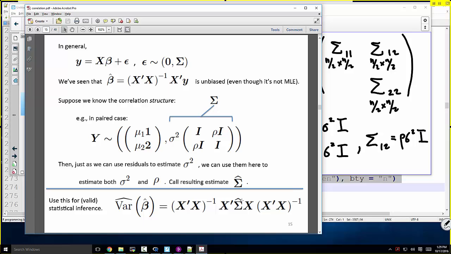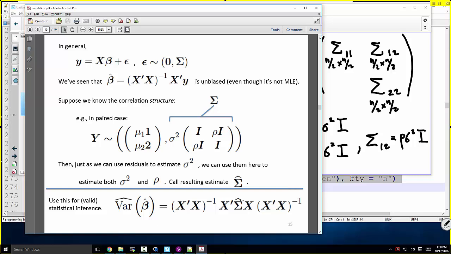Long story short, we're starting to learn how to do regression when there's correlation in the data. We can get unbiased estimates of regression coefficients and correct standard deviations so that we can get correct p-values and confidence intervals, even when there's correlated data.